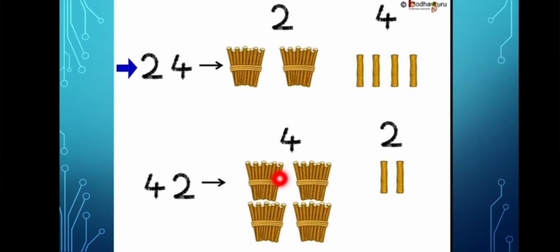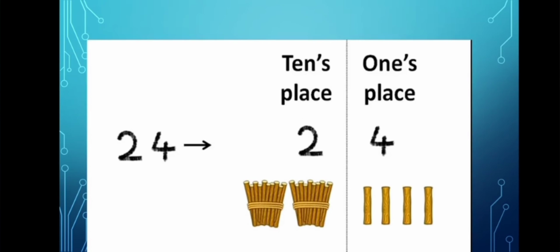So now you know the rightmost place represents the ones place, as it tells us the number of ones. The next adjacent place towards the left is called the tens place, as it tells us how many tens are there. See, 2 bundles of 10 each are there, that is 2 tens are there.